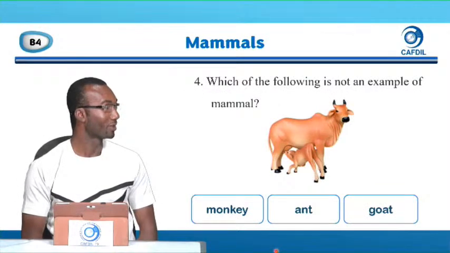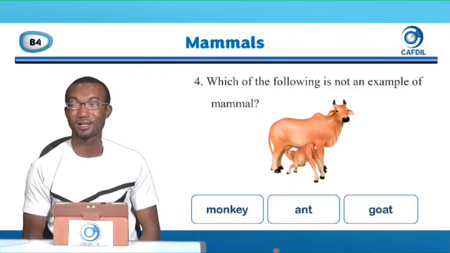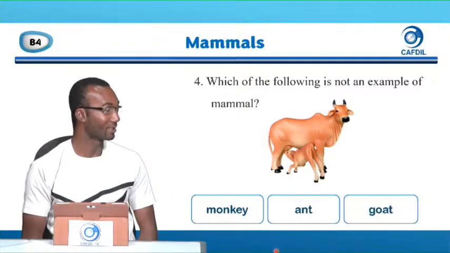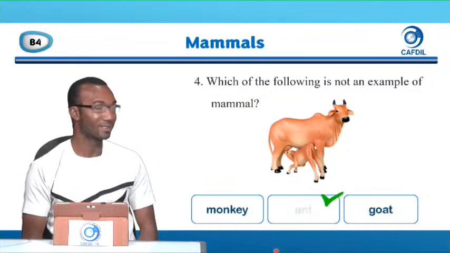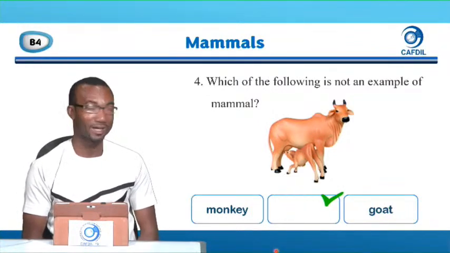4. Which of the following is not an example of mammal? We have monkey, we have ant, we have goat. The answer is ant. Very good. So ant is an insect. Ant is not a mammal.